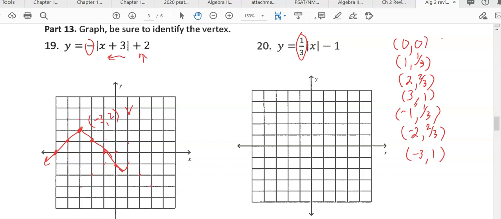Really, if you just plot this point and this point, you probably have a good idea. So 0, 0, 3, 1, and negative 3, 1. So a V shape like that. Oh, I don't know why that's not the final graph. So I've only done the 1/3. Now I have to subtract 1, so everything goes down 1. So this is the final graph. Sorry about that. This is not the final graph. That was the in-between graph, only after multiplying all the y values by 1/3.